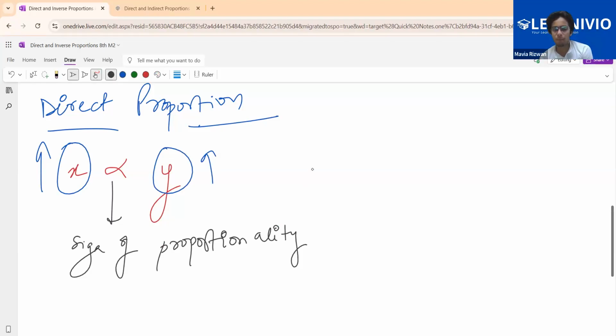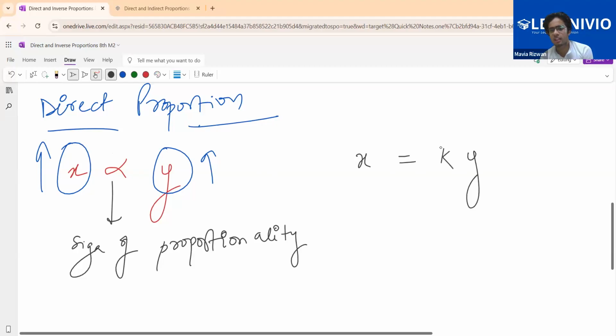Now, how do we remove this proportionality sign? Instead of the proportionality sign, we put an equal to, and we also put a constant, that is k. Now, k is a constant, not a variable here. x is equal to k times y. Now, what is this k? k is the constant.